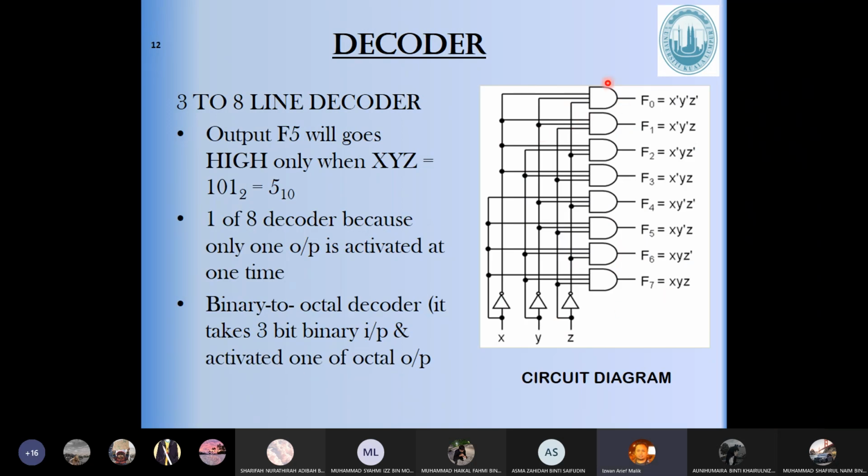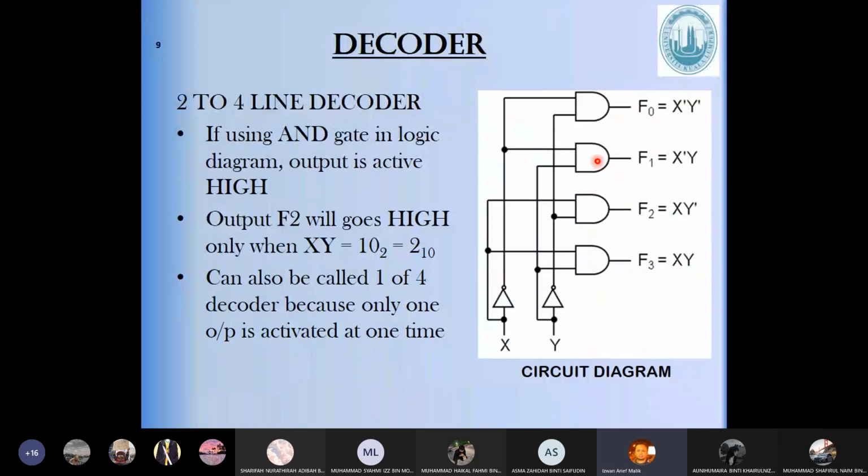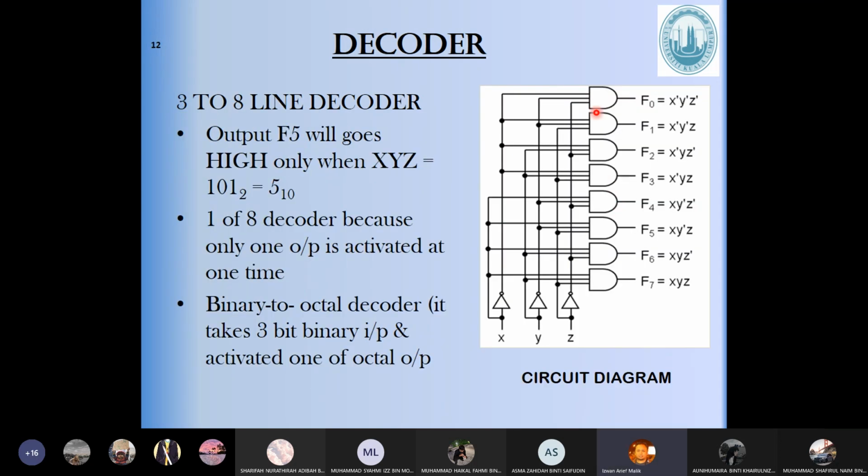Okay, so this is the circuit diagram. It is the same as before, just that because we have 3 inputs, X, Y, Z, you should be using 3-input ANDs. Previously we used 2-input ANDs. Okay, 3-input ANDs. So there are 8 of them: 1, 2, 3, 4, 5, 6, 7, 8.